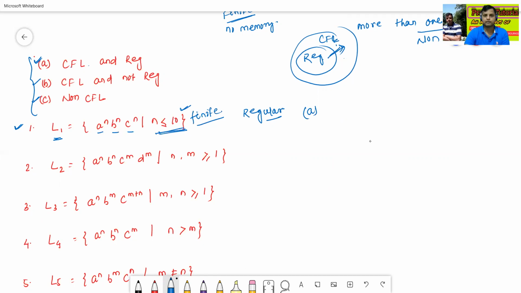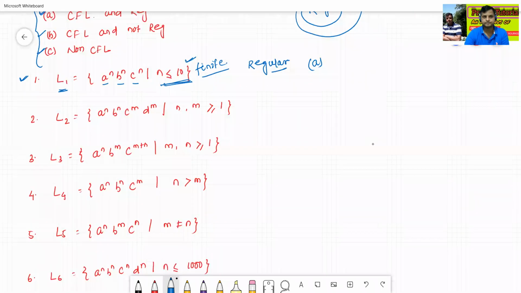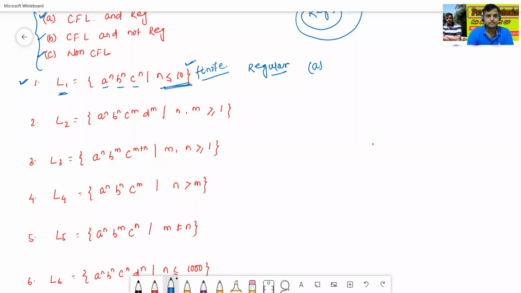Now we'll see the second question. L2 equals a to the power n, b to the power n, c to the power m, d to the power m, where n, m are greater than or equal to 1. Here there are two comparisons: the same number of a's followed by the same number of b's, and the same number of c's followed by the same number of d's. But there is no relation between them.